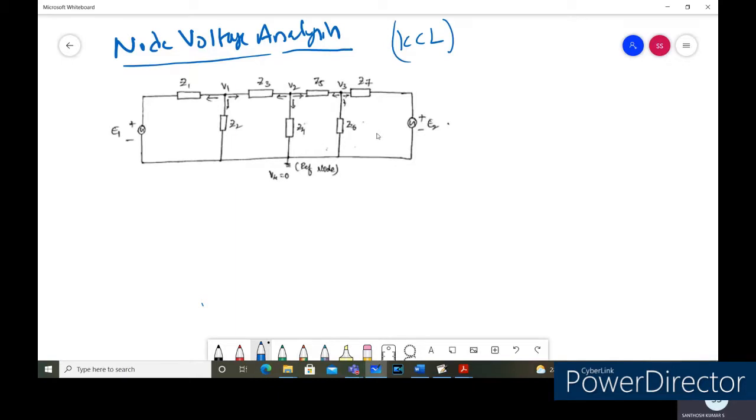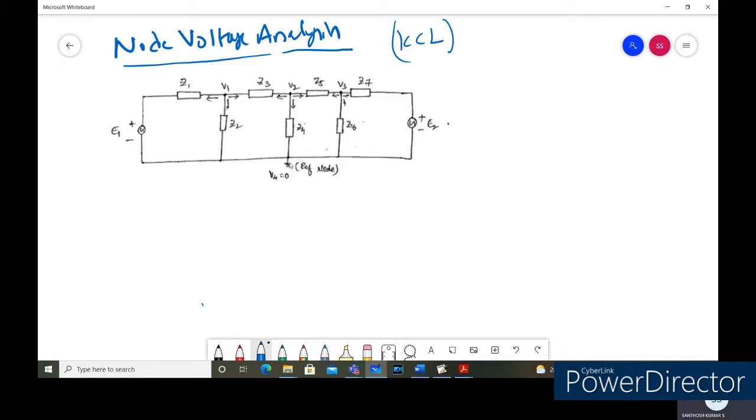By using the node voltage analysis, we can obtain the node voltages such as V1, V2 or V3. Whenever a circuit is given, we need to identify the nodes where the circuit elements are connected, and identify the corresponding voltages as V1, V2, V3, and so on, V4.